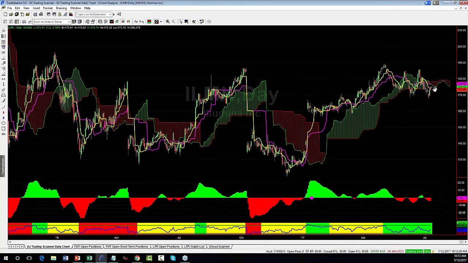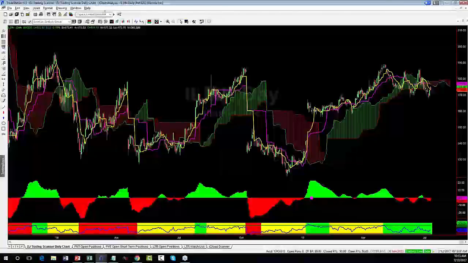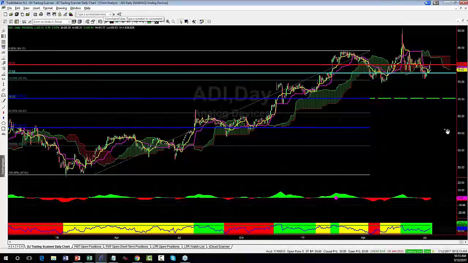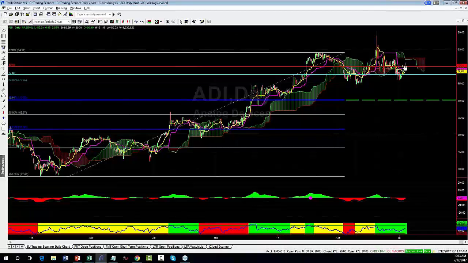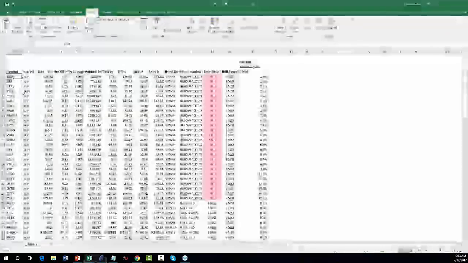ILMN, you can see we do have a crossover, it is below the cloud. This thing's a hot mess, right? I don't want any part of this. Forget that one. ADI, if it puts in a new low, it could be a good one, but we've got to wait on that one. We actually tried that one and it didn't work out.